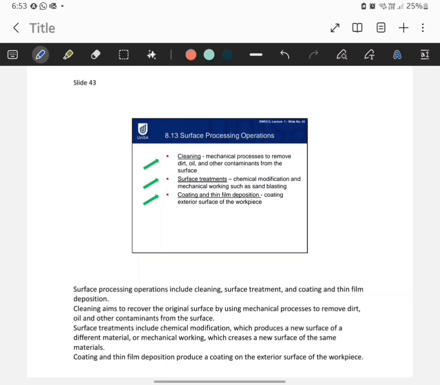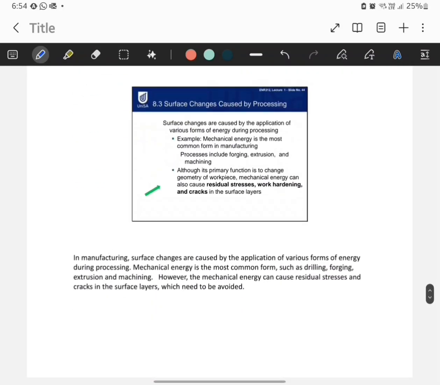And also we have coating and thin film deposition to add a protective or decorative layer on the surface, often for protective or aesthetic purposes, meaning a protective layer that will protect the material from corrosion and not expose it to oxygen or water. Let's move to the next slide.